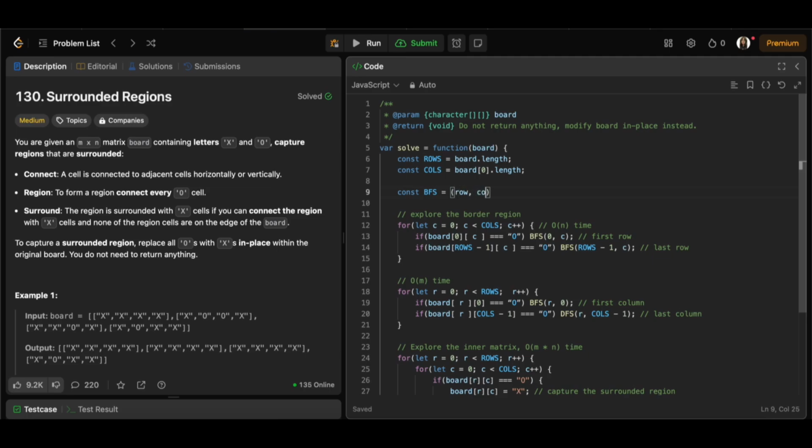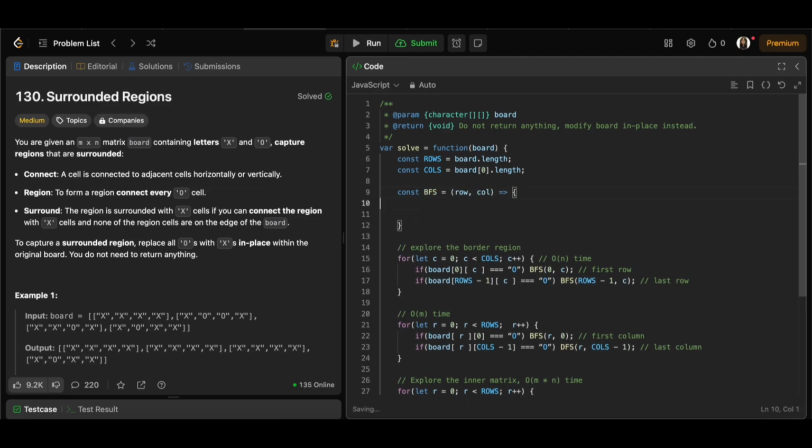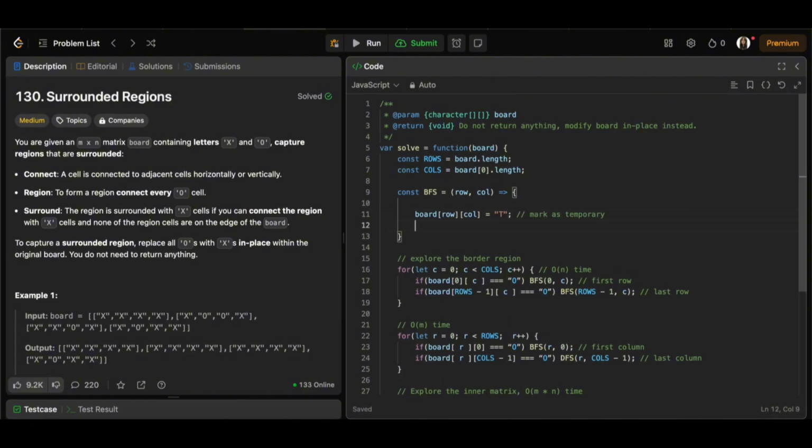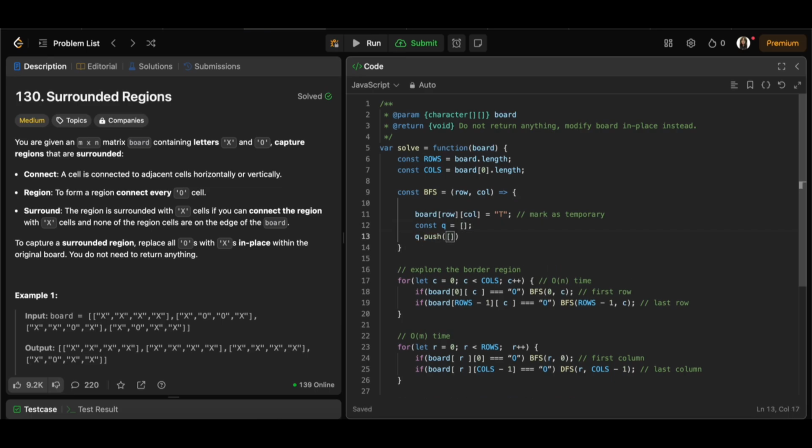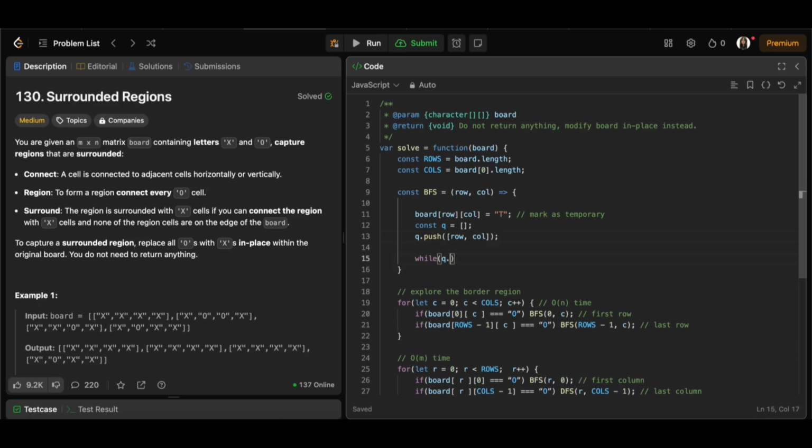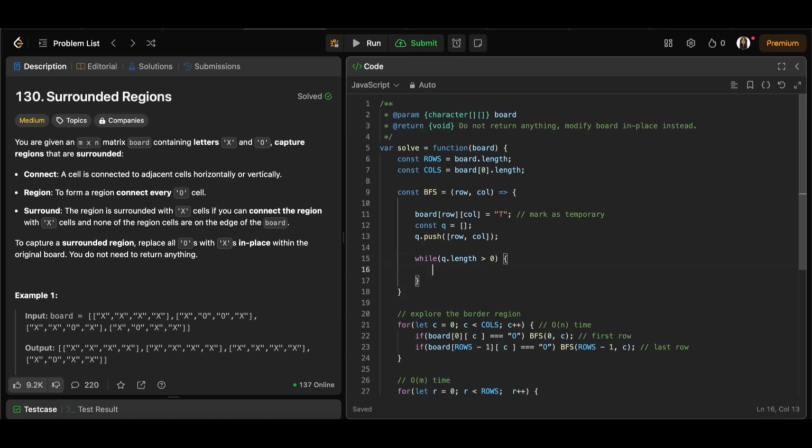BFS, this one is the row, col. Then after that we need to mark as visited, right? Board row and col. This one is marked as temporary to avoid being flipped. Okay, marked as temporary. Okay, then const q is an array, q.push row, col, while q.length is bigger than 0. Const current row and current col is q, first in first out, so shift.